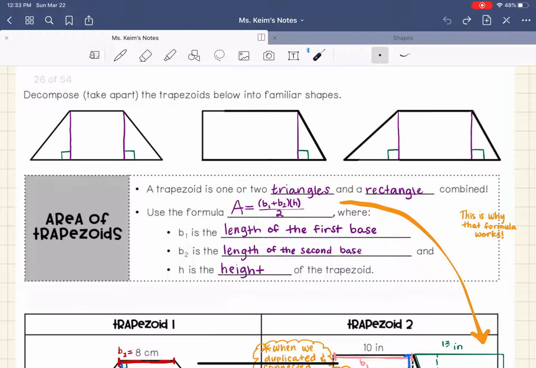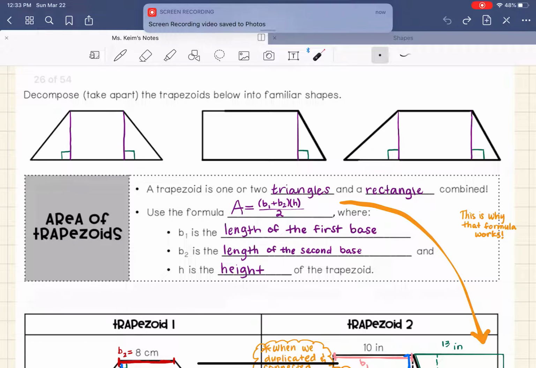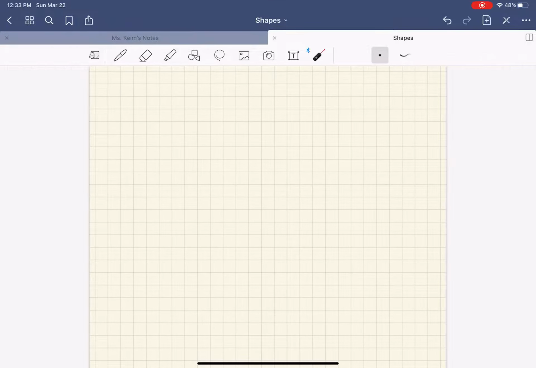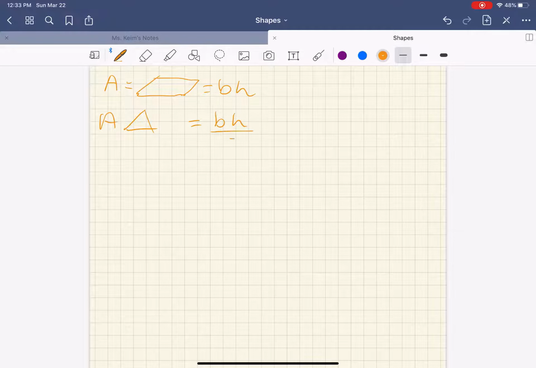All right, so trapezoids. Trapezoids are a little more complicated to think about, but let's take a glance, okay? So we have area of our parallelograms, our base times height, area of a triangle is base times height divided by 2. Now we have trapezoids. Trapezoids are interesting because trapezoids are quadrilaterals, but they are not parallelograms.